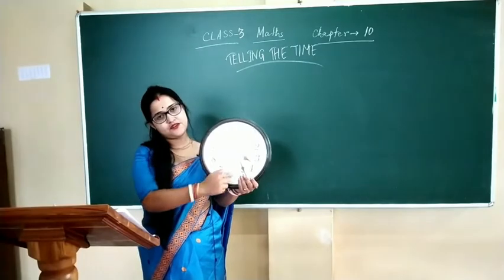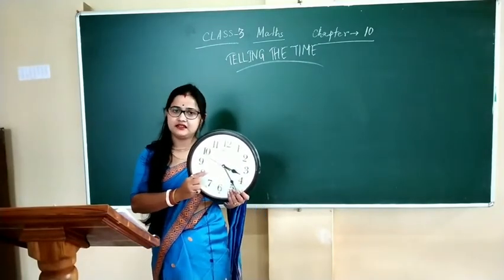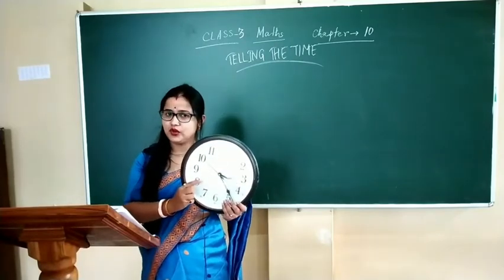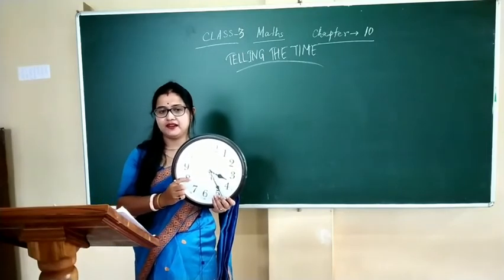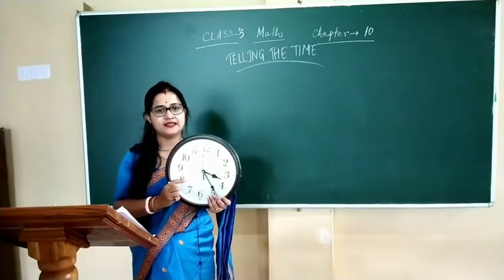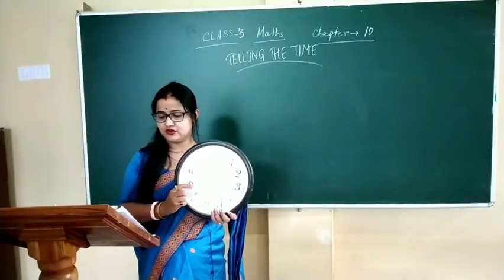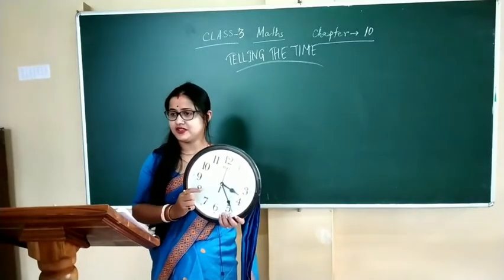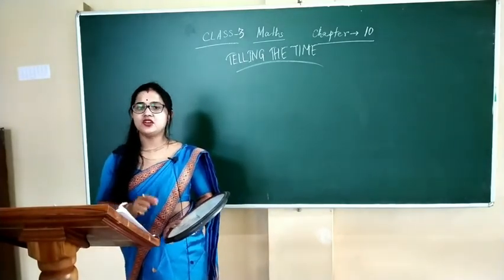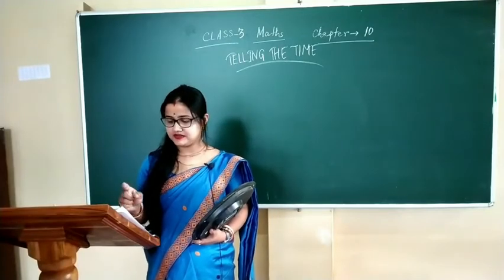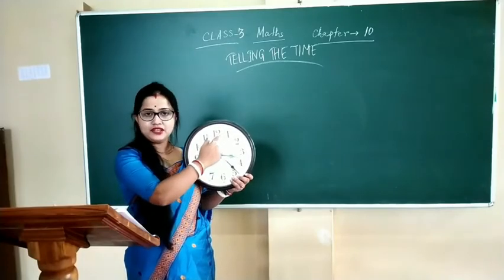The flat surface of the clock is known as face or dial. It has two hands, just like you. One hand is short and the other hand is long. The short hand is also called the hour hand, and it shows the hour. Now see, a day has 24 hours, and the hour hand completes, here we have till 12.